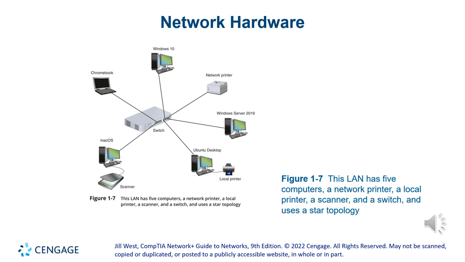You may have a shared scanner, or you can have a shared printer. You can have a network printer where everybody can access that one. The local printer will be shared only if that desktop allows the printer to be shared, whereas the network printer is there for everybody to reach and it goes directly into the switch. So this here is a small local area network. This is what you will see in your home network.